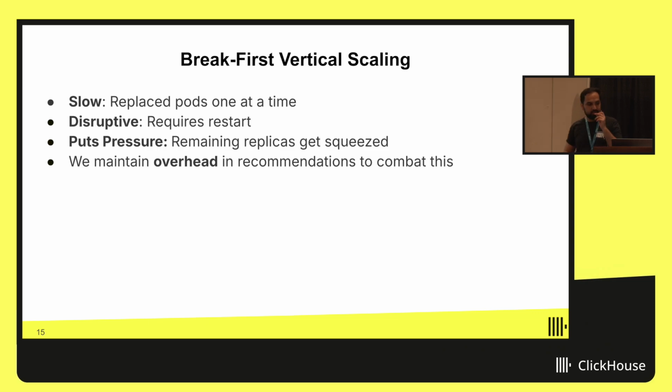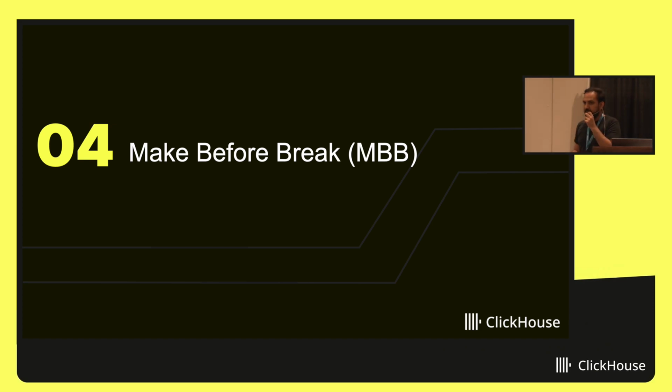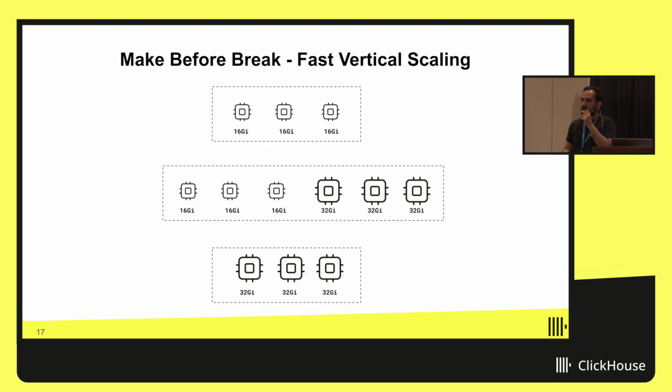So just to summarize, break first scaling is slow, it's disruptive, it puts pressure, and actually inside our cloud, what we've done is we've added some sort of extra overhead of memory and CPU resources just to combat that extra pressure that happens while the pod is undergoing the restart. And so to combat this, we started thinking about what we call the make before break scaling model. And here the idea is also pretty simple, right?